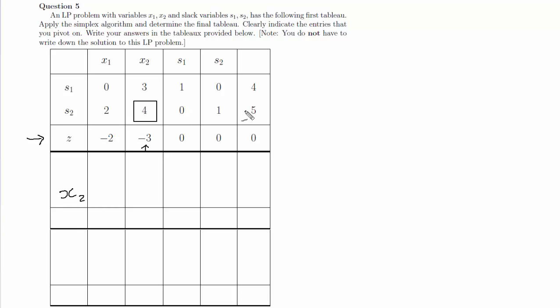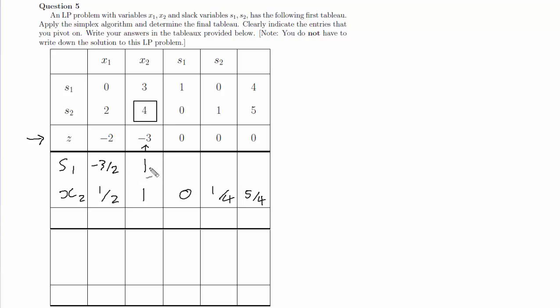And we're going to divide this row through by 4, so we get a 1 in this place. So we'll have 1 here, a half, 0, a quarter, and 5 on 4. Now we're going to subtract 3 copies of this row from the top row. So we still have S1 over here. So this will be minus 3 on 2.